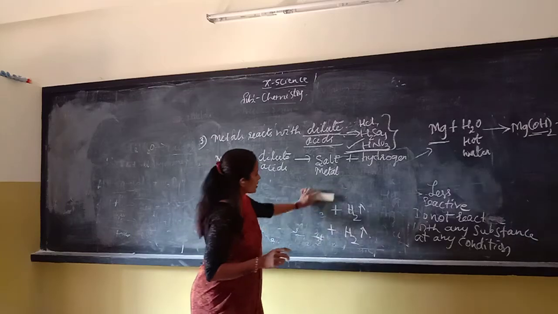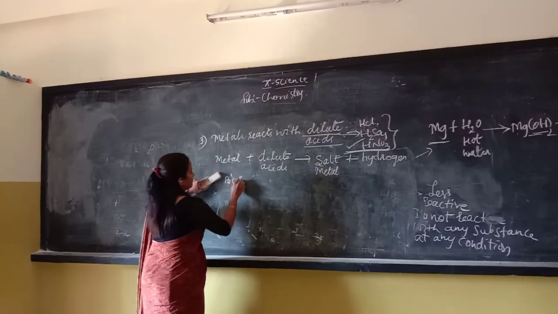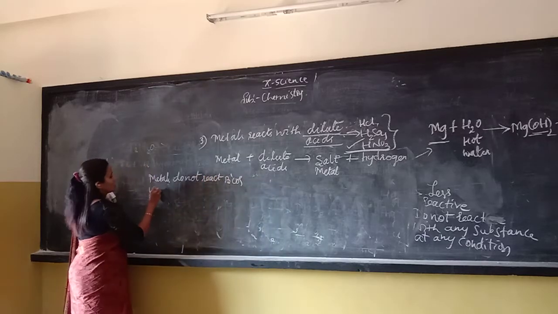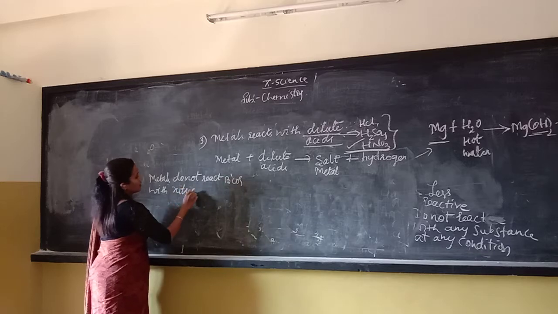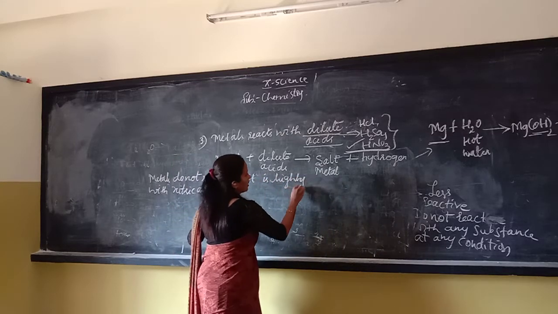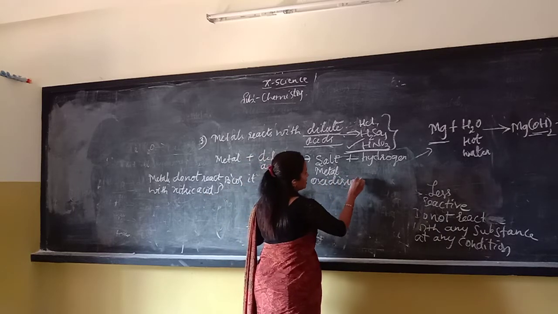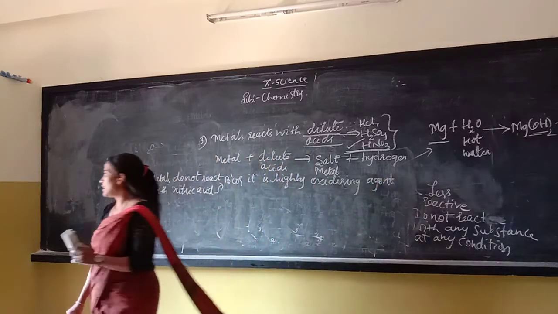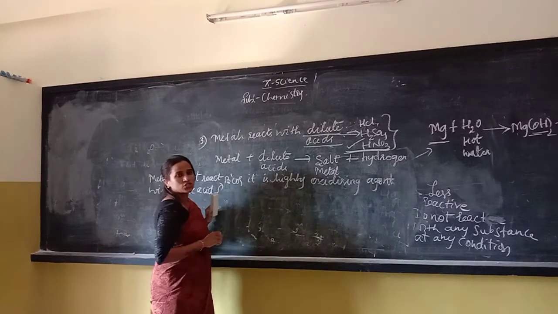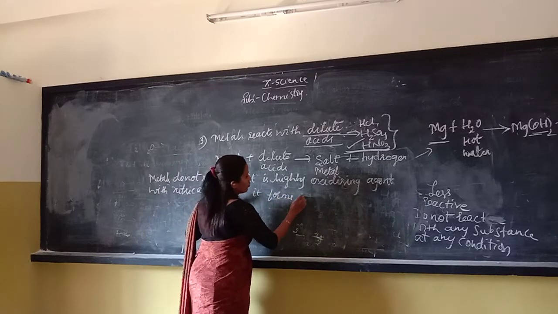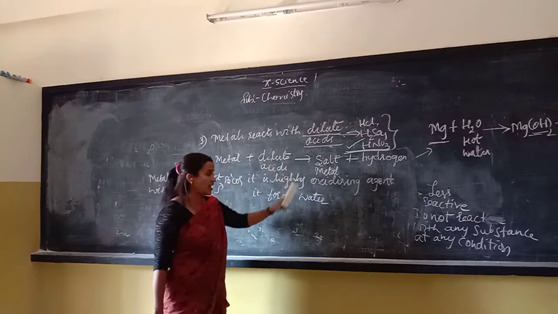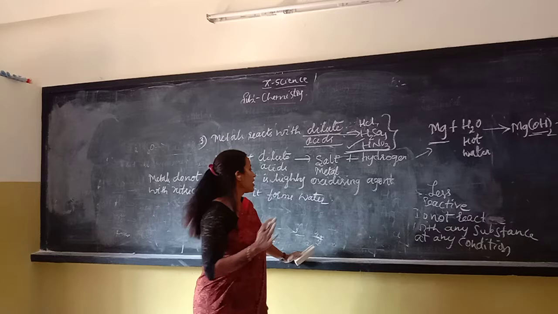Why? What is the reason metals do not react with nitric acid? Because nitric acid is a highly oxidizing agent. When a metal reacts with nitric acid, due to its highly oxidizing nature, it forms water.